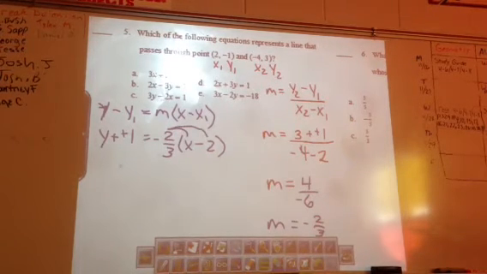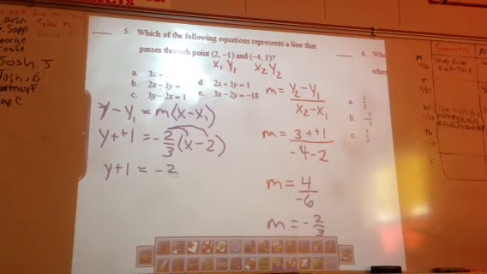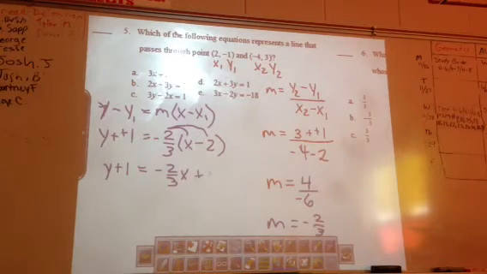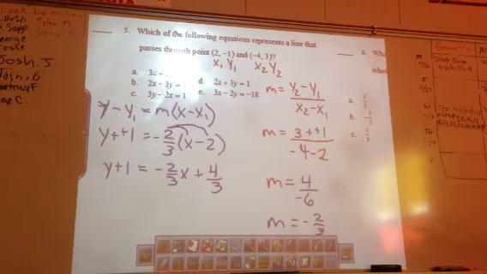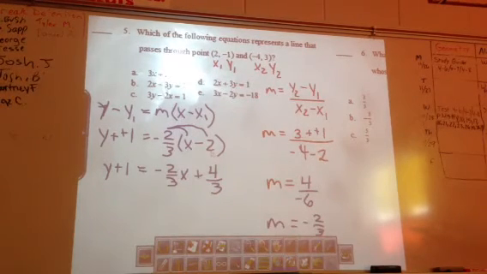Again, you'll notice our answer choices are all in standard form. So we've got to get it in standard form. That means no parentheses and no fractions. Now, after distributing, we'll have 4/3 here. It's -2 times -2 is +4, and then 3 times 1 is 3.